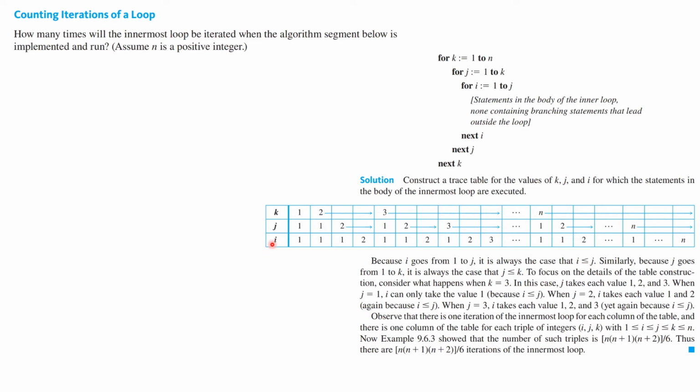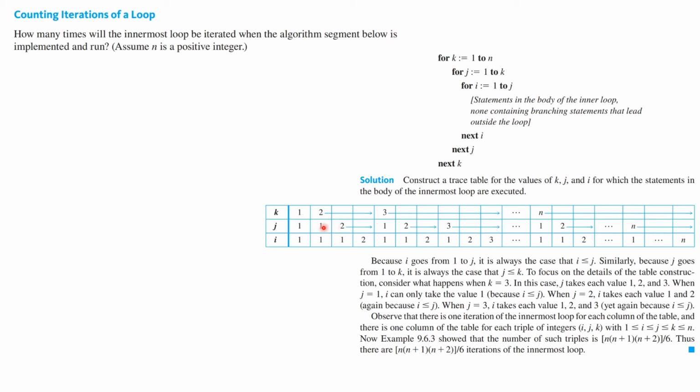Now, let's apply that to computer science. We can count how many times the innermost loop will be executed here. You see, we start with k equal 1 to n, but then we go from j equal 1 to k, and then we go from I equal 1 to j. So we do this loop every time, and what we want to do is count and understand how many times the innermost loop, which in this case is this one here, will be traversed when the algorithm segment below is implemented and run.